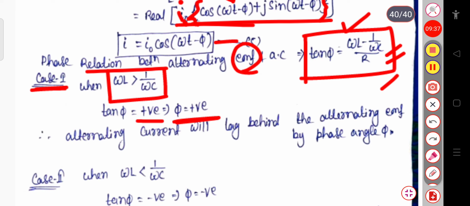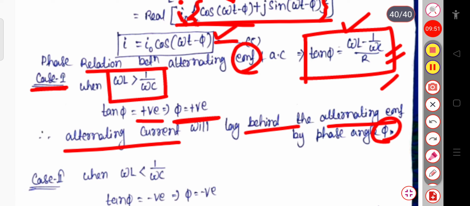When the phi value is positive, we can say that the alternating current will lag behind the alternating EMF by the phase angle phi. Here you can see that in I equals I naught cos(omega t minus phi), we are just substituting the value of phi to be positive.